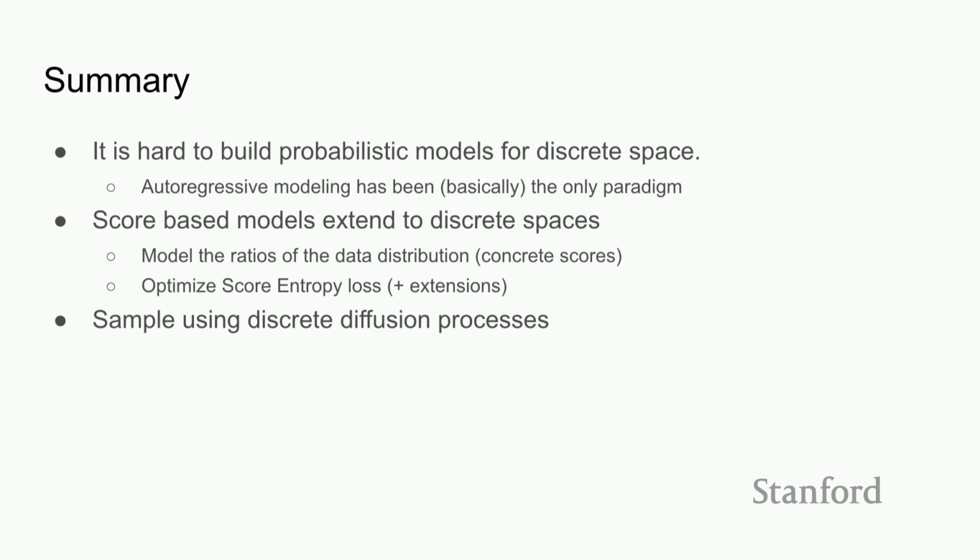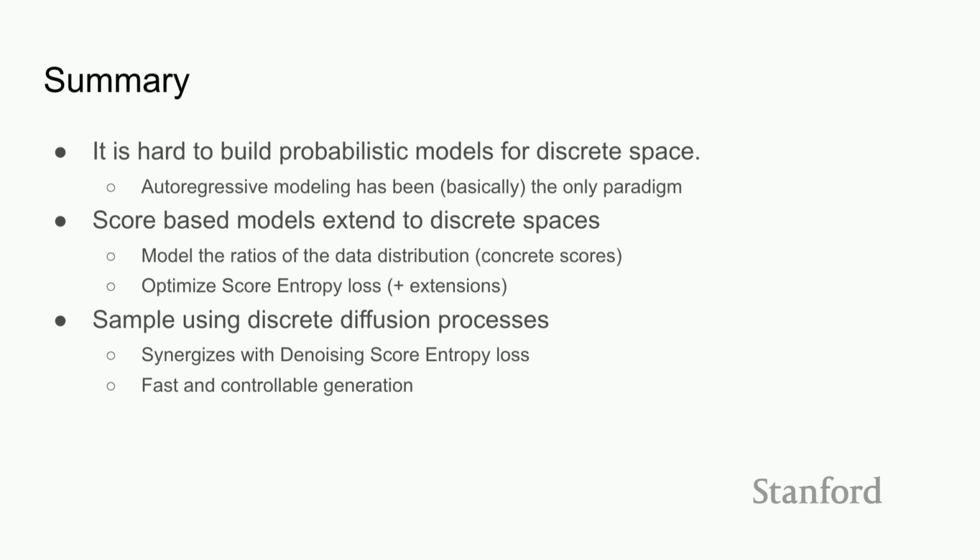And then we can sample from our score-based model using a diffusion process, a forward and reverse diffusion process. In particular, the forward diffusion process synergizes with our denoising score entropy loss, which makes everything pretty seamless to integrate together. And we can make it fast and controllable for our generation, which is nice.